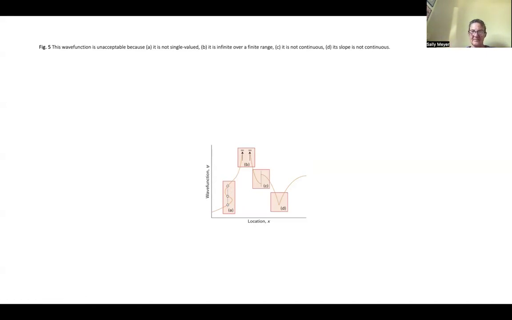That makes no sense. If it goes to infinity over a finite region of space, that means when you look at that region of space, you have an infinite probability of finding an electron. That can't make sense. If it's not continuous, then there's a point where you have an undefined probability. And if it doesn't have a continuous derivative, the same thing, then you can't take the second derivative in Schrodinger's equation.